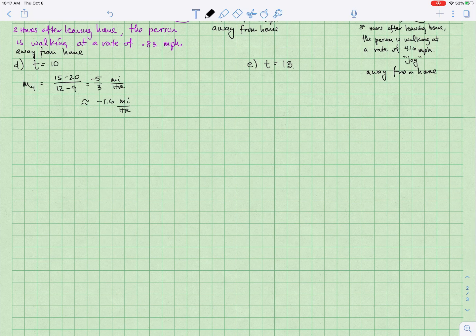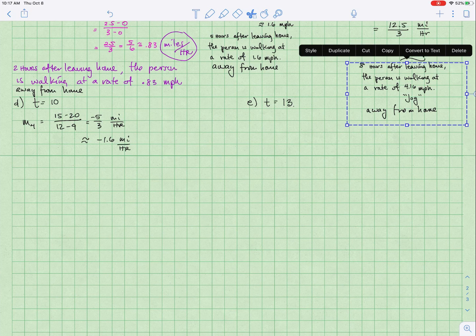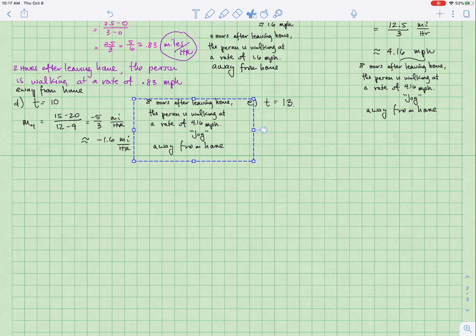Whereas in this one, let's see if I can just cut and paste this. Let's see, duplicate. I don't know if I'll be able to fit it in here. So let's see, this time, 10 hours after leaving home, the person is walking at a rate of 1.6 miles an hour, but not, and you notice I dropped the sign there, but I'm going to interpret that as toward home. So this is going back.